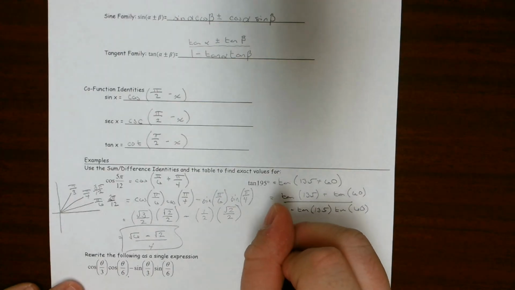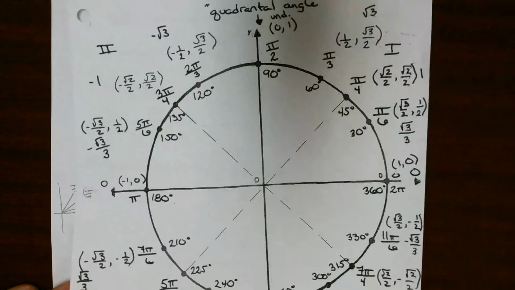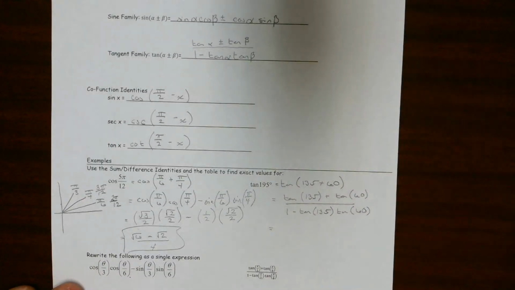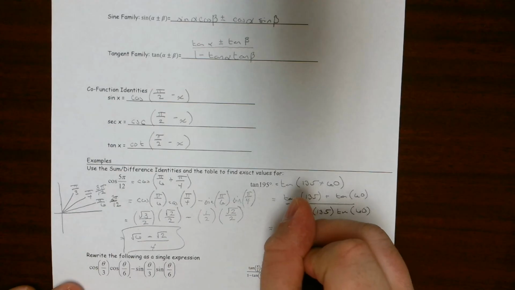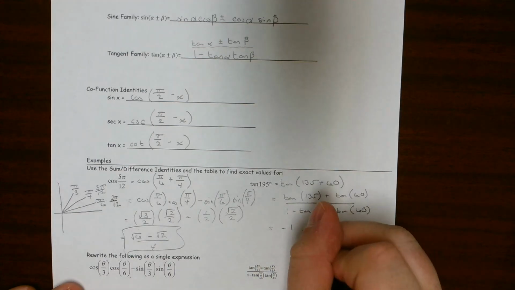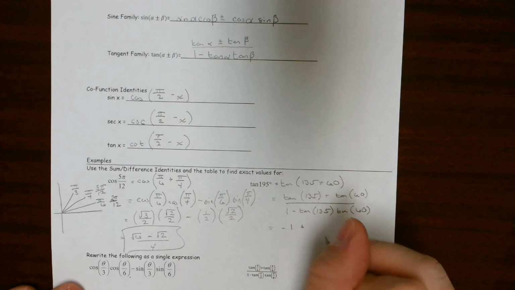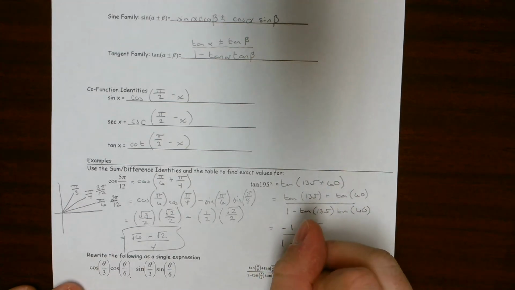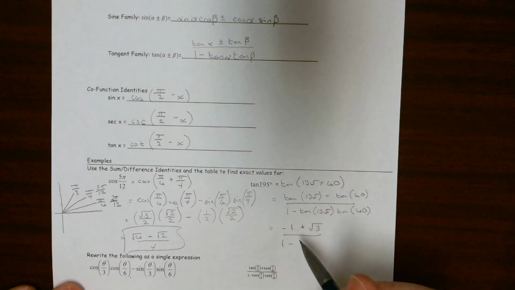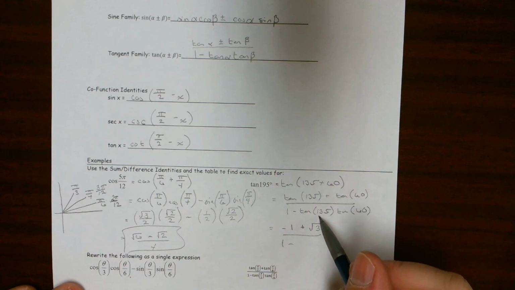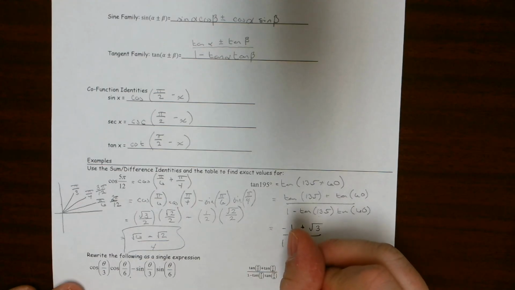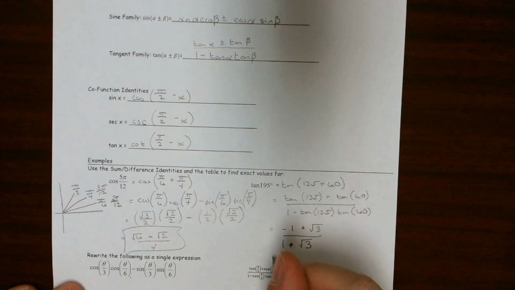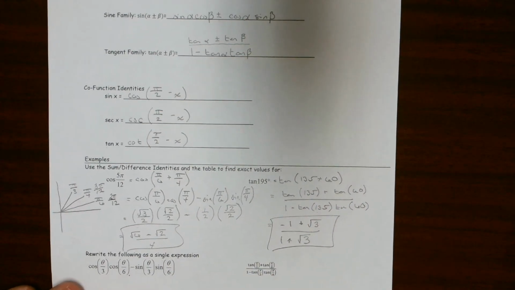Now we just have to look at our unit circle. Again, you guys should have this in front of you. The tangent of 135 is negative 1. I'm not going to pull this onto the screen each time. The tangent of 135 is negative 1. The tangent of 60 is radical 3. 1 minus, remember the tangent of 135 was negative 1, so that's going to make this into a plus. And the tangent of 60 is radical 3. And we're done. And there's our answer.